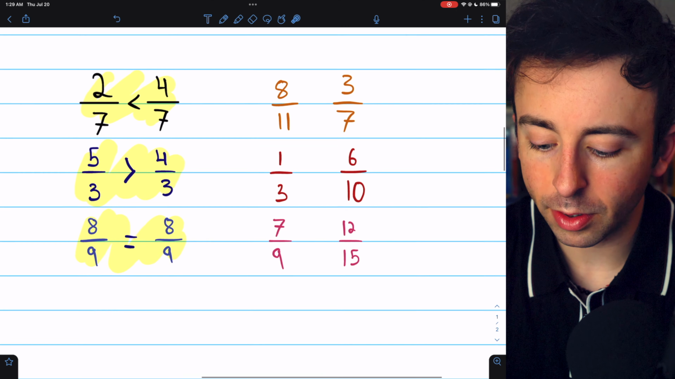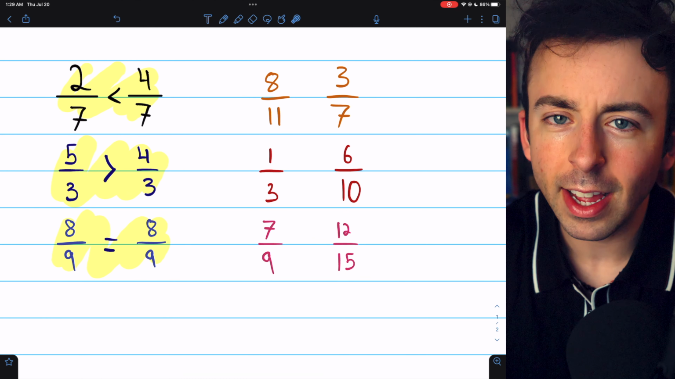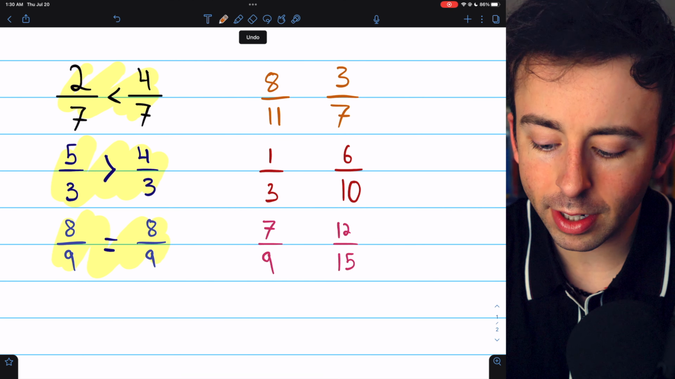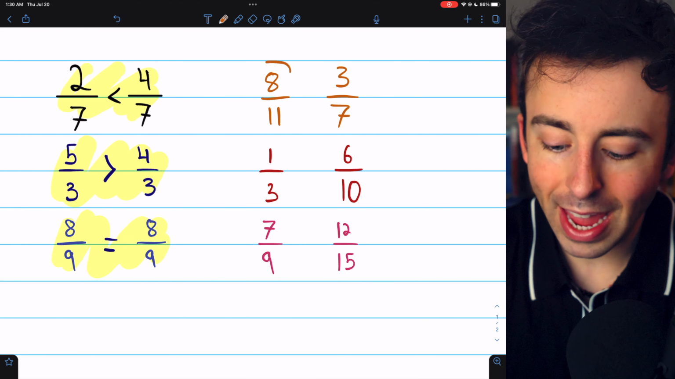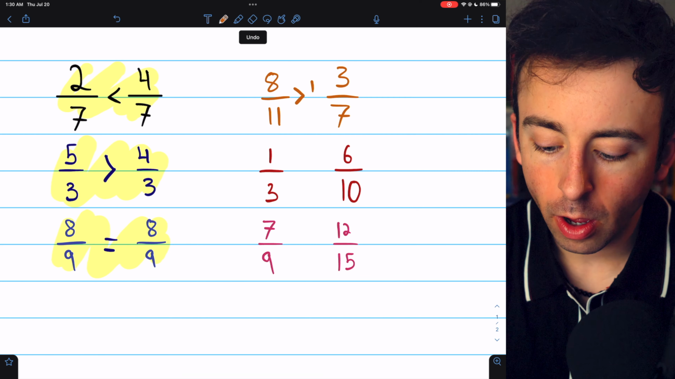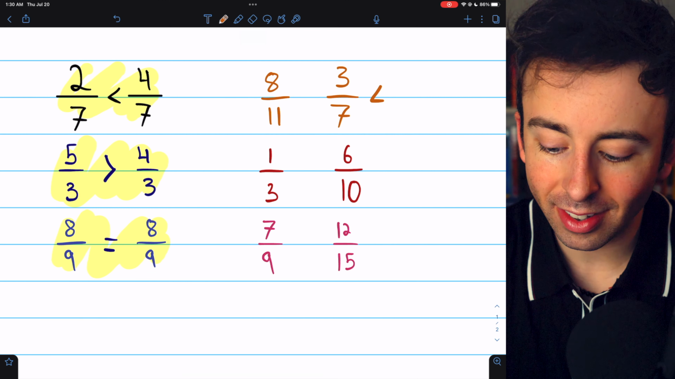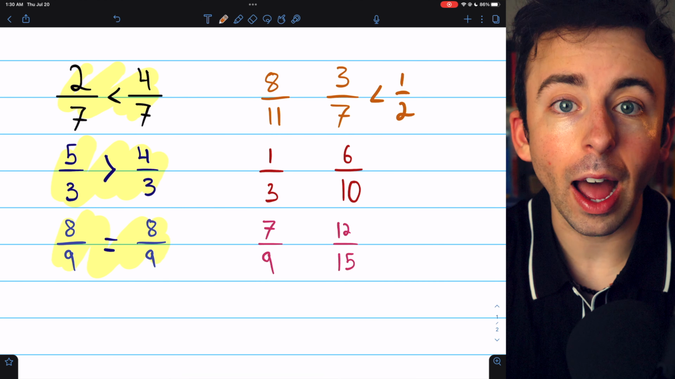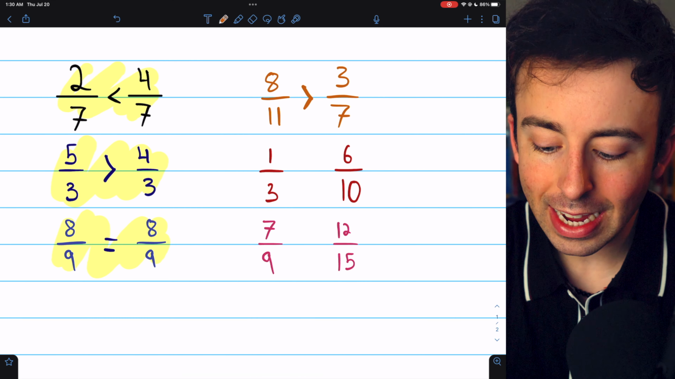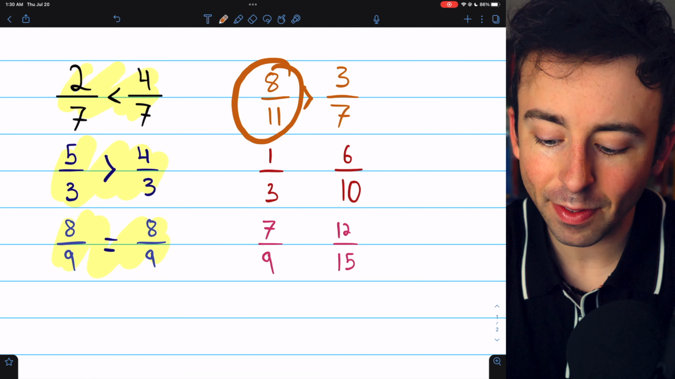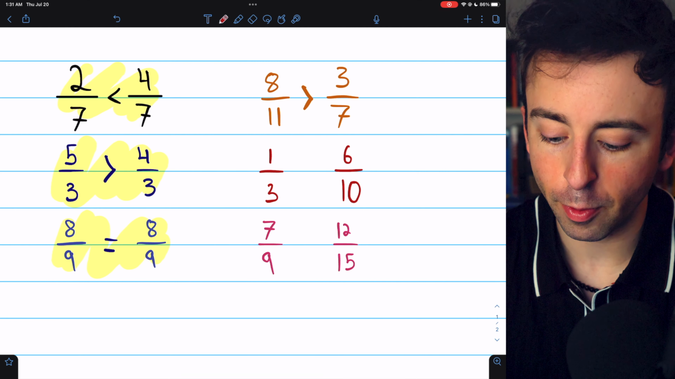Here are a few more examples where even though the denominators are different, if you take a second to think about it, these are actually really easy. In this problem, sure, the denominators are different, but we know that 8 is more than half of 11. So this guy is greater than 1/2. On the other hand, 3 is less than half of 7. So this is less than 1/2. So I know for sure then that 8/11 is greater than 3/7, because this is bigger than 1/2, this is less than 1/2. This is a useful shortcut that sometimes helps to compare fractions with different denominators.